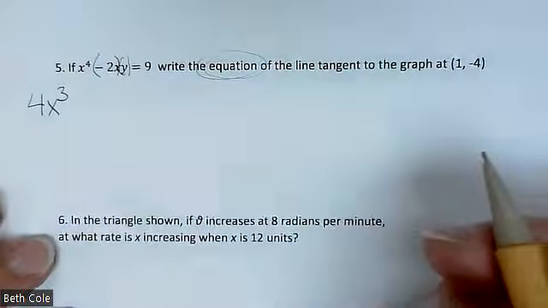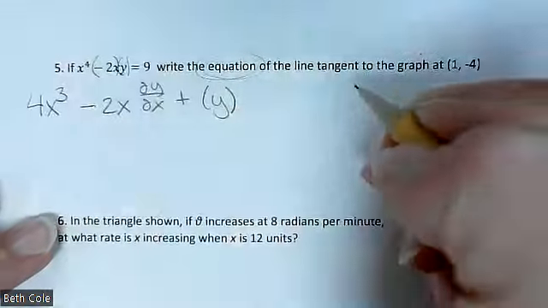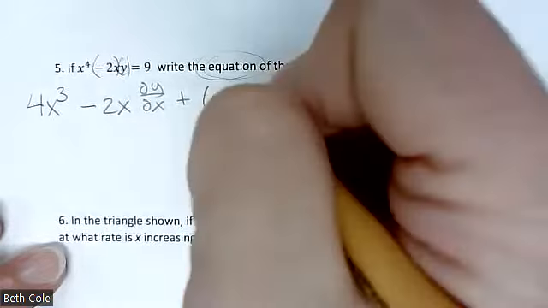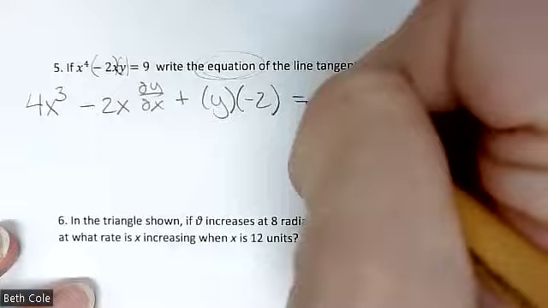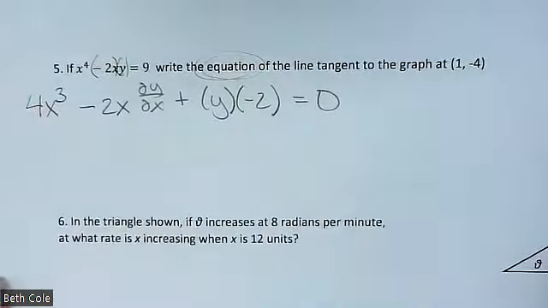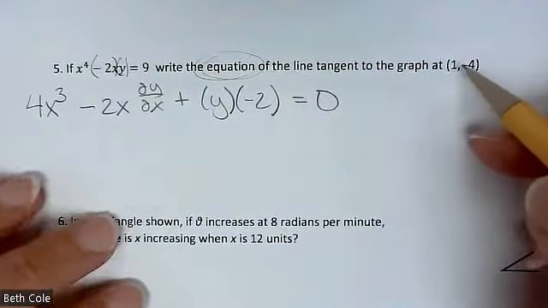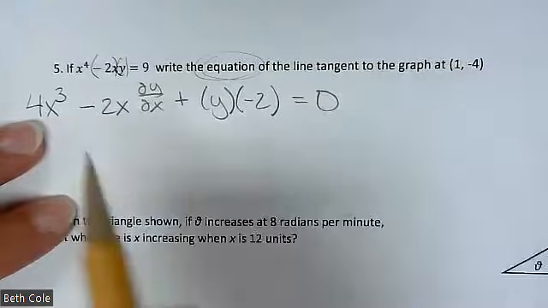Y is the second thing. All right, so it's going to be the first derivative of the second plus the second, and then derivative of the first. Derivative of negative 2x is negative 2, equals not 9, 0. Good. Don't do any algebra if all you have to do is plug in a number. You're going to plug in 1 for x, negative 4 for y.